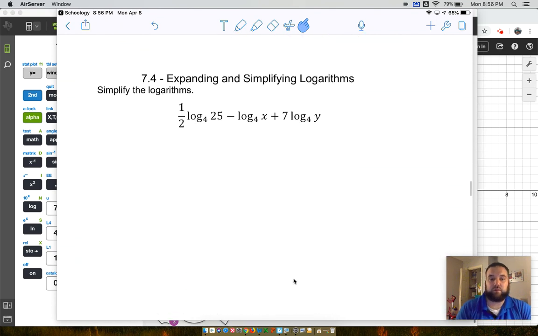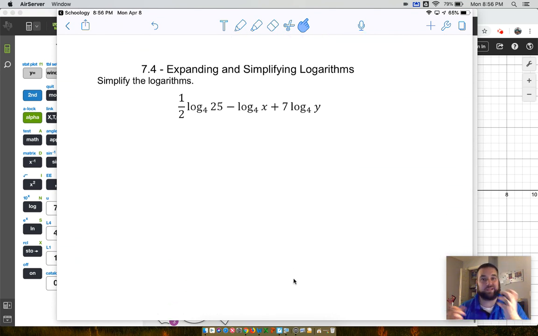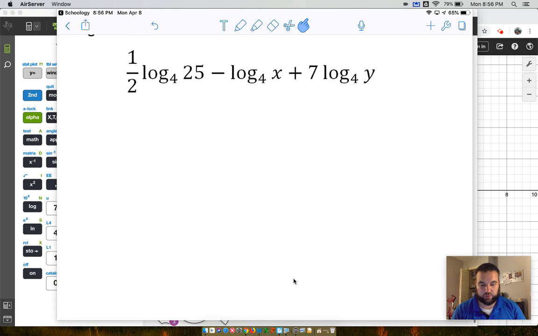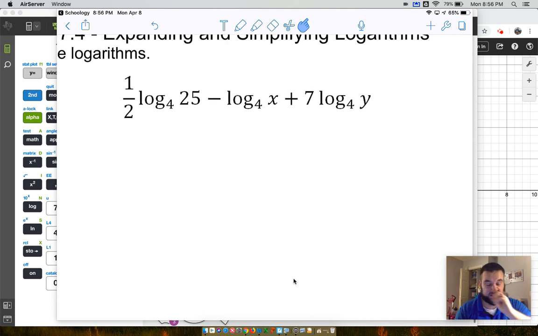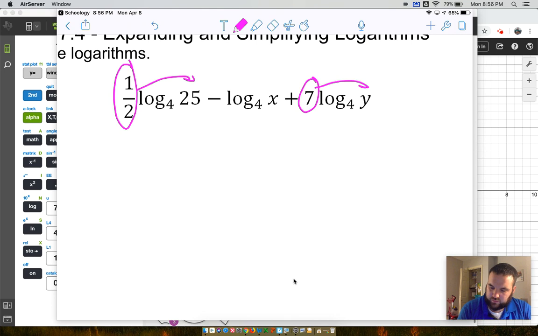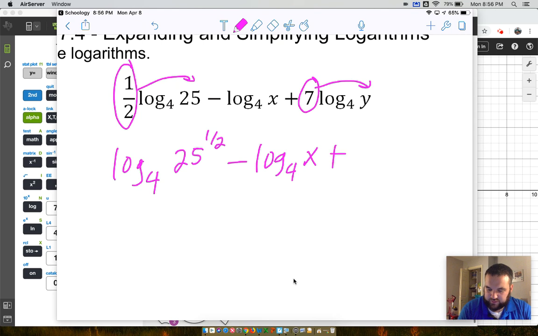The flip side of that, of course, is to simplify or condense. So the first thing we're going to do is take basically in reverse order what we just did. I'm going to take powers and move them up to exponents here. So I'm going to have log base 4 of 25 to the 1/2 minus log base 4 of x plus log base 4 of y to the 7th power.